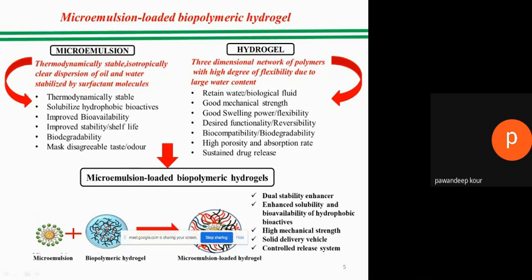On the other hand, if we talk about hydrogels, as was also discussed by many presenters before, here what we are doing is using both microemulsion and hydrogel in a single entity. These hydrogels are three-dimensional polymeric networks which are known to retain large amounts of biological fluids, and they have good mechanical strength, good swelling power, and high porosity, which aids them to present a sustained drug release. On combining both these entities, we get a single wonderful assembly known as microemulsion loaded biopolymeric hydrogels, which is of course a novel discovery in the sustainable food system.